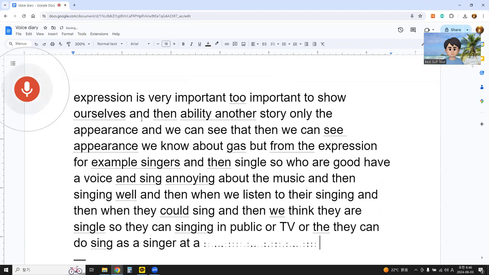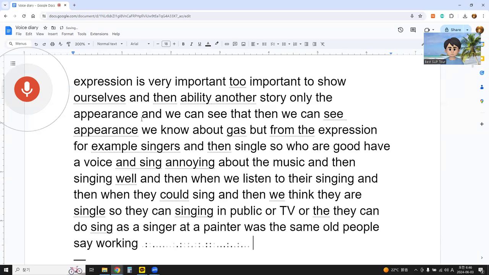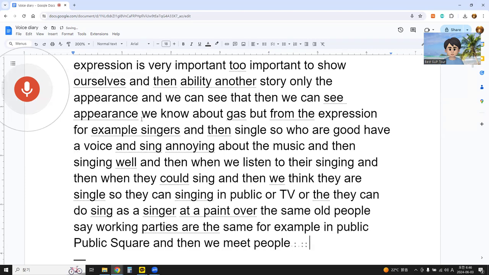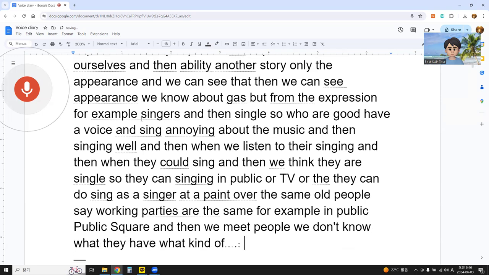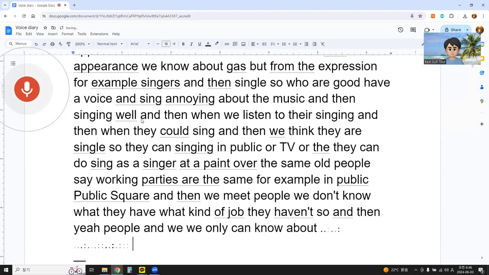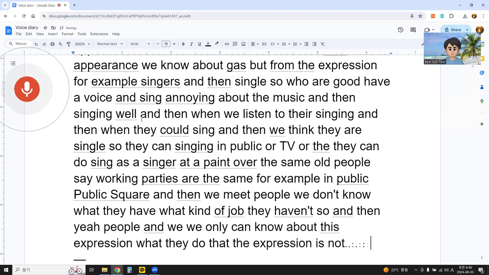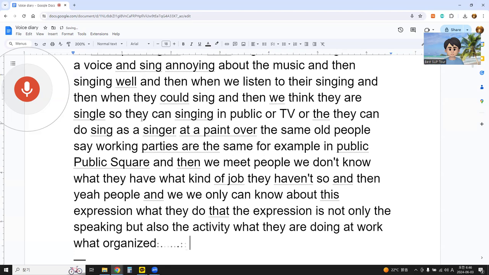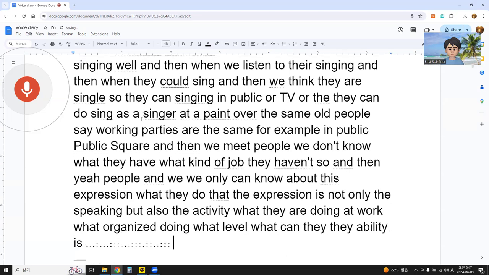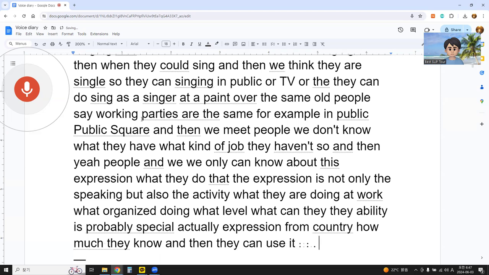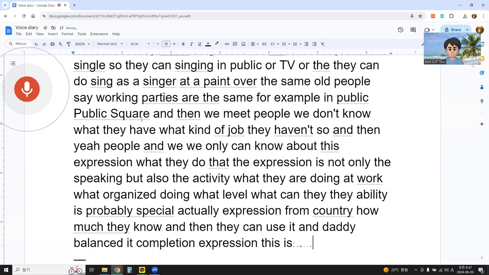The painter is also the same. All the people, the working part is also the same. For example, in a public square, we meet people, we don't know what kind of job they have. We can only know from their expression, what they do there. The expression is not only speaking, but also the activity, what they are doing at work. What they organize, what level, what they can do, their ability is from expression. Actually, expression comes from comprehension, how much they know and then they can use it. A very balanced comprehension and expression. This is not only language, but also working.